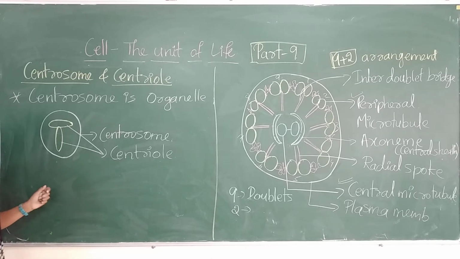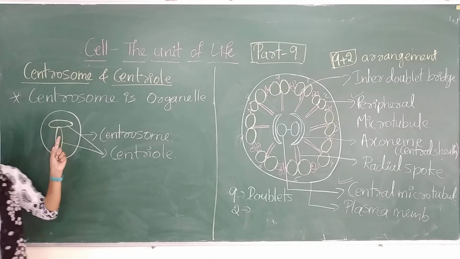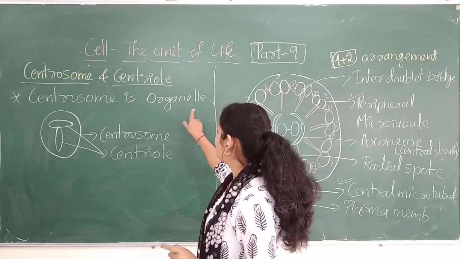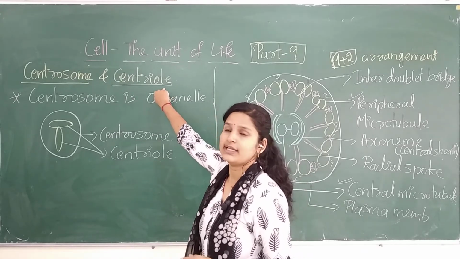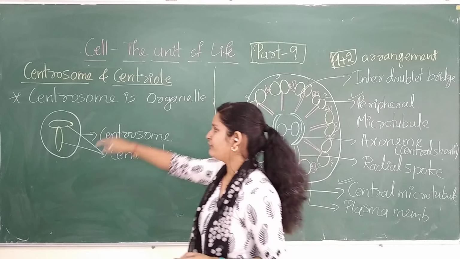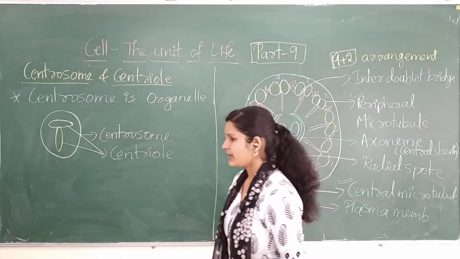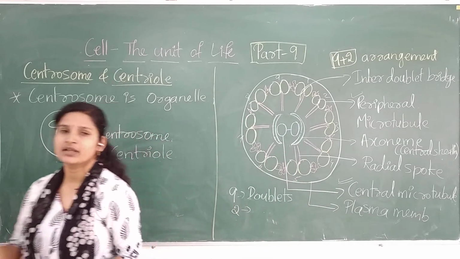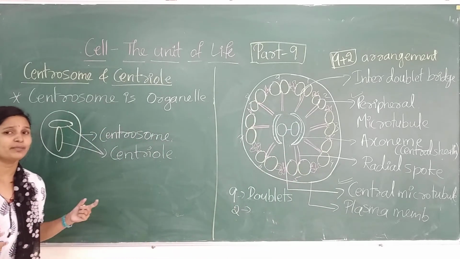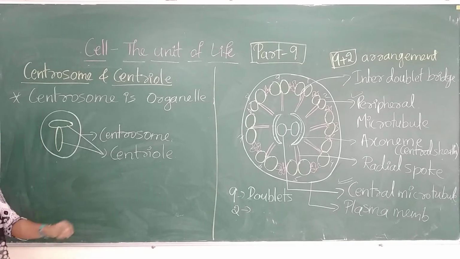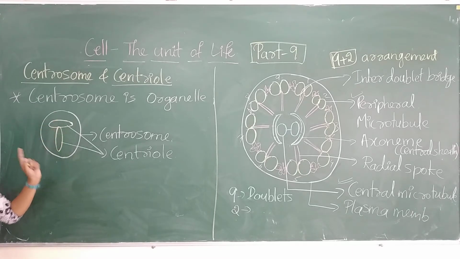During cell division, these are going to play an important role. For the time being, remember that centrosome is a cell organelle, whereas centriole is not a cell organelle, but the structure of centrioles will be perpendicular to each other. They are mainly playing a role in cell division, by forming the asters and all. For the time being, understand that these are the structures which are found in the centrosome.